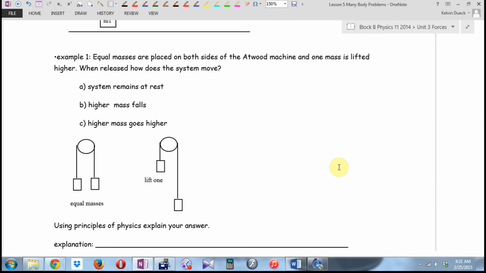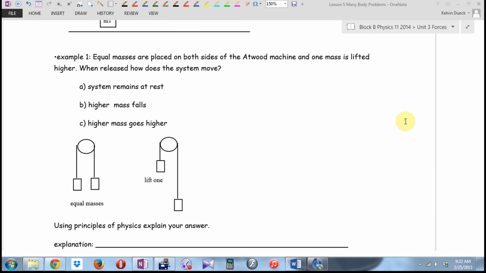So you understand the thought question? Okay? We're going to take an Atwood machine, we're going to raise one mass higher, and we're going to let go. When I let go, is it going to remain at rest, fall lower, or go higher? You know what? Since there's three choices, I think once again, we can vote. Once again, how high you hold your hand up is how sure you are of the answer. Let's pause the video for a second.